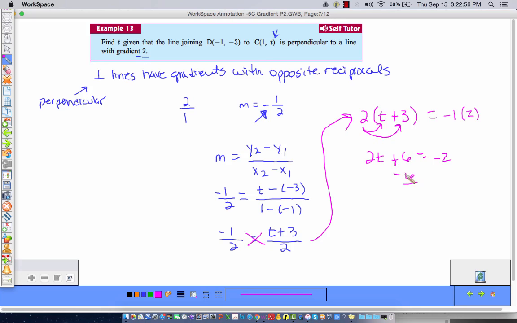So I'm going to subtract 6, and I get 2t is equal to negative 8. And then I divide both sides by 2 to solve for t. And life is good. That's the way it should be. We get t equal to negative 4. Meaning, if I draw a line through DC, and where C has a point (1, negative 4), it will be perpendicular to a line with a gradient of 2.